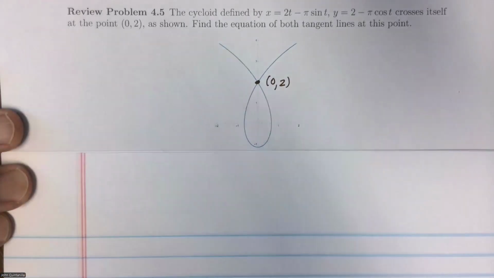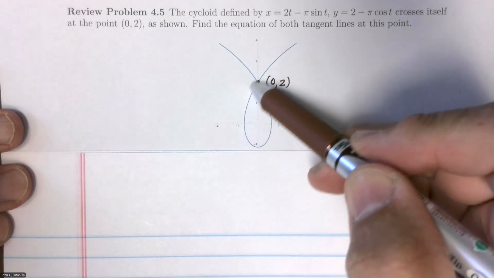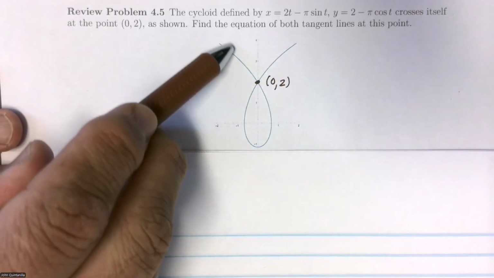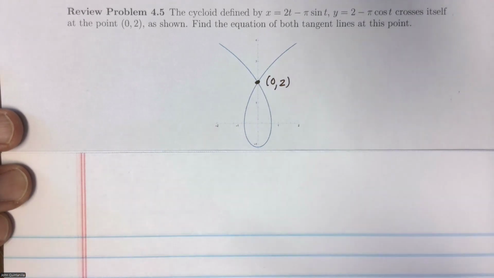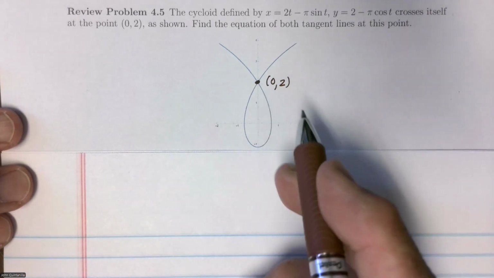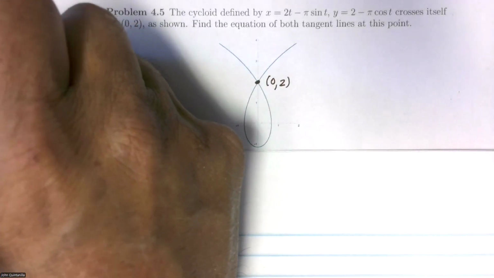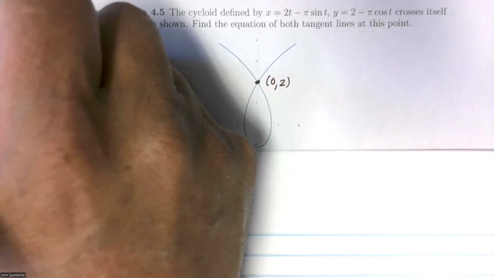And so it crosses here. So the problem is to find the equation of both tangent lines, the tangent line that comes this way and also the tangent line that comes this way at this point. All right, now to do this, we first have to solve for t. So find the values of t.